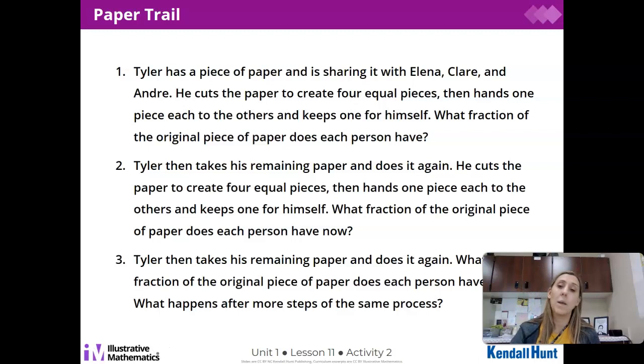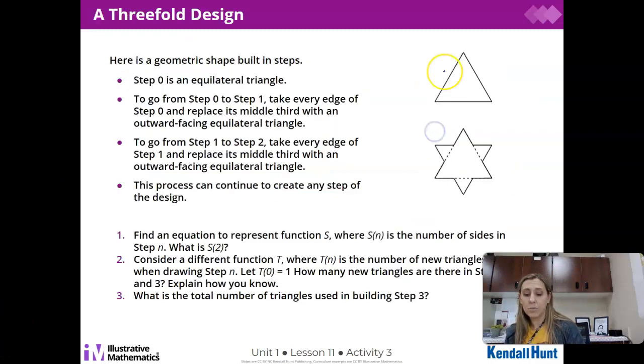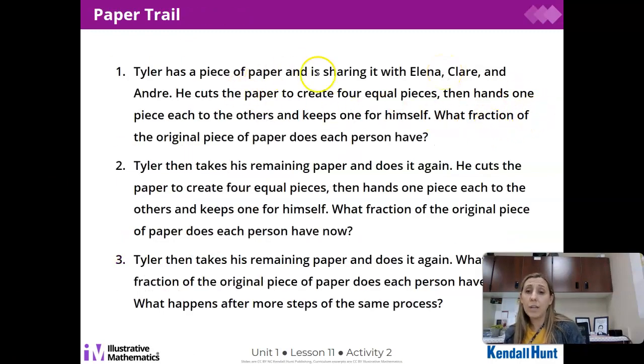Now at the bottom of your paper, we are going to be looking at this paper trail. Tyler has a piece of paper and is sharing it with Alina, Claire, and Andre. He cuts the paper to create 4 equal pieces, then hands one piece to each of the others and keeps one for himself. What fraction of the original piece of paper does each person have? Hit pause and answer that question. You should have gotten that if we cut a piece of paper into 4 equal pieces, everybody gets 1/4 of that paper because he's cut it into quarters.